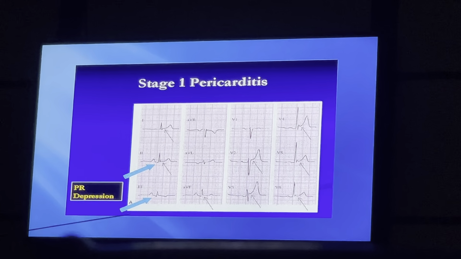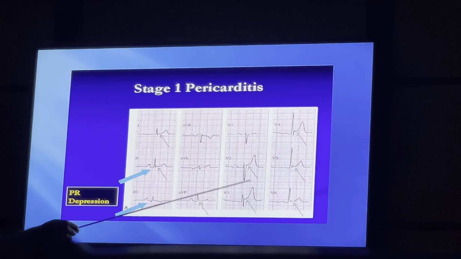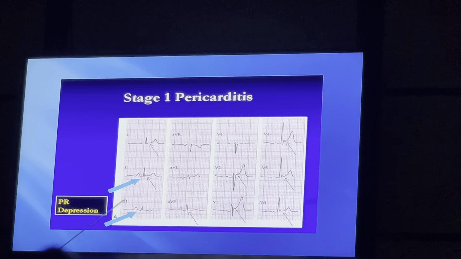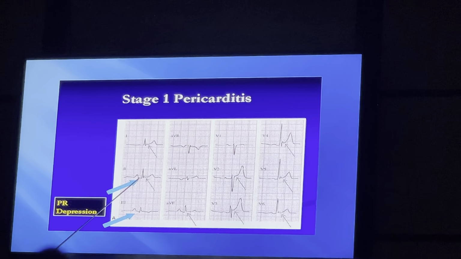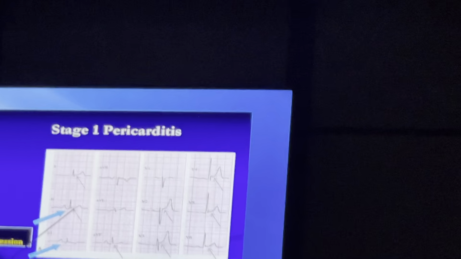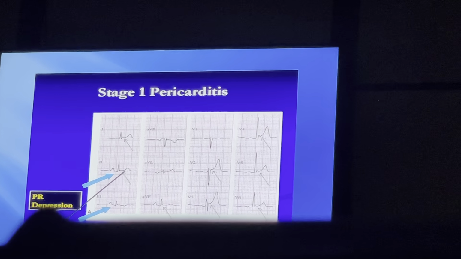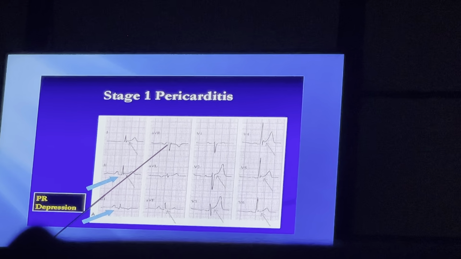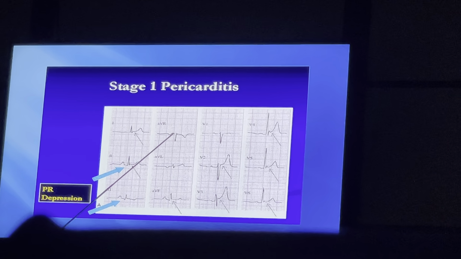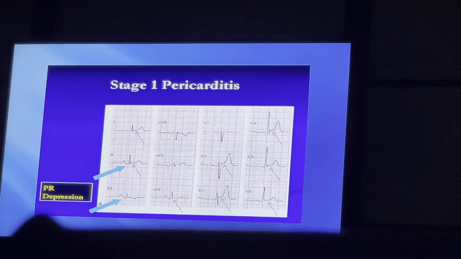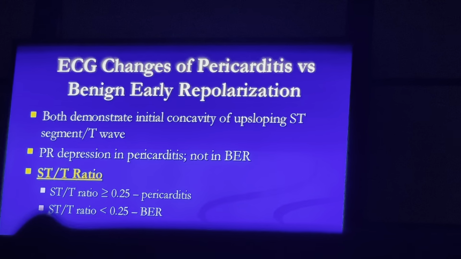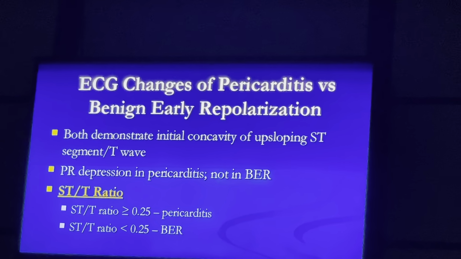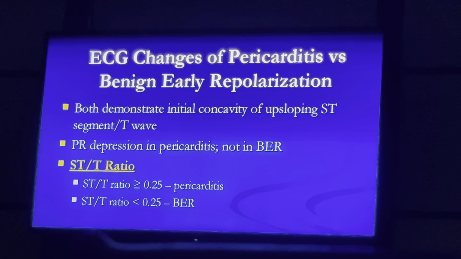So this is due to pericarditis. Fine. How can we diagnose it? PR depression with reference to the TP segment. This is the TP segment. So there is ST elevation, and PR elevation in lead aVR. So next. Now we can easily differentiate ischemic ST elevation from non-ischemic.